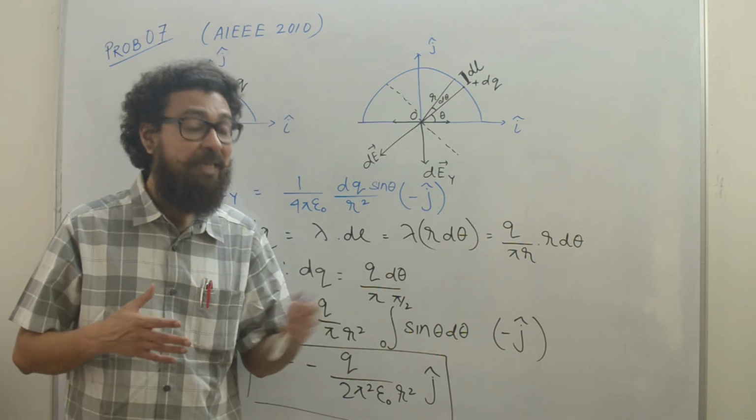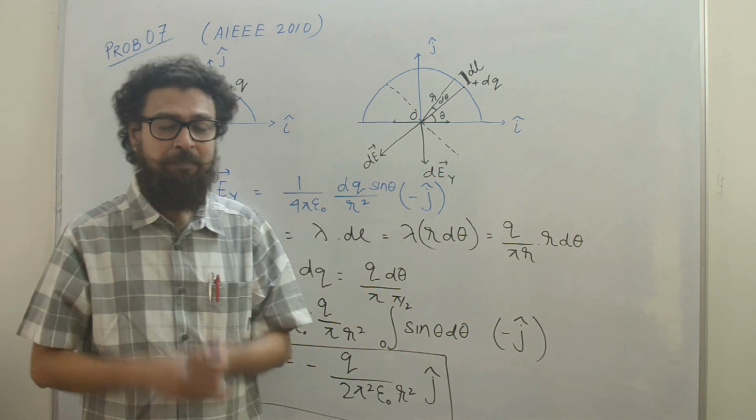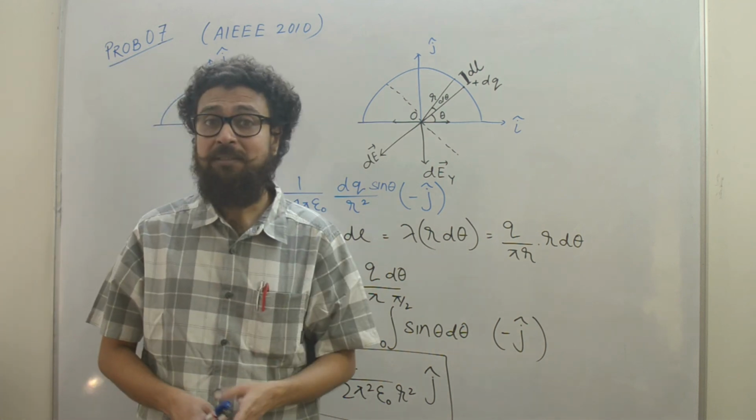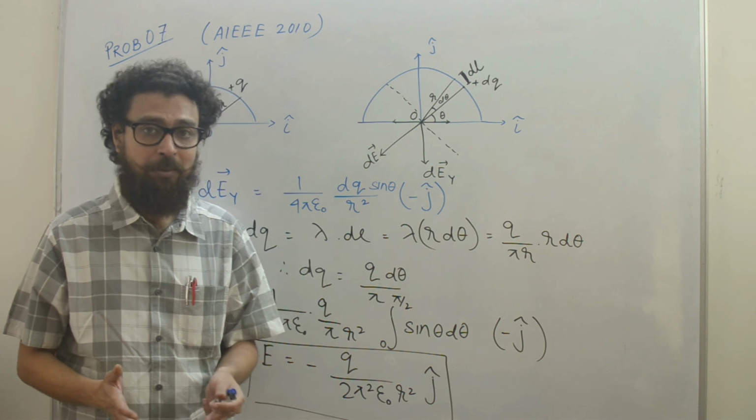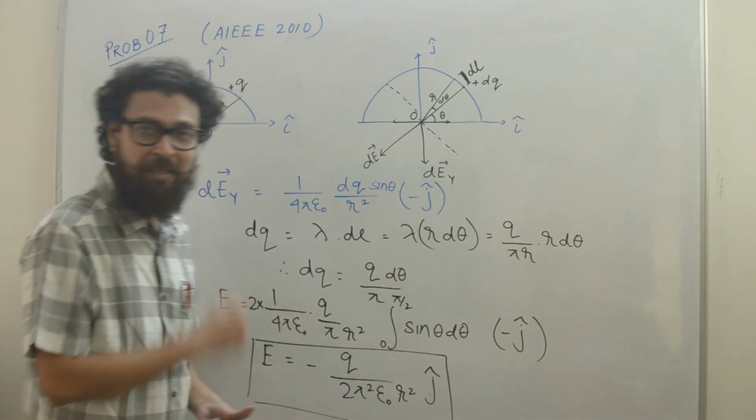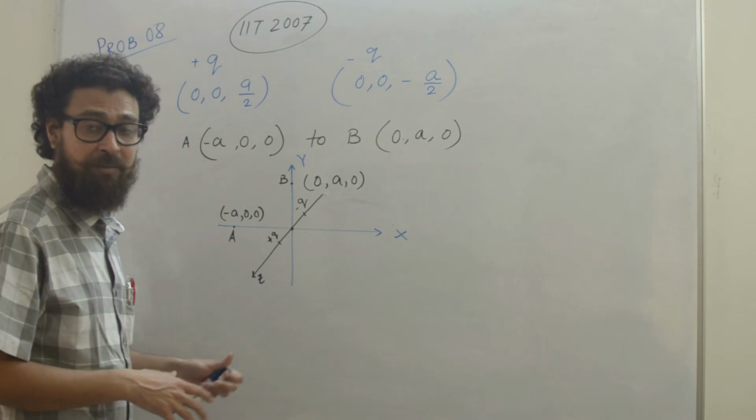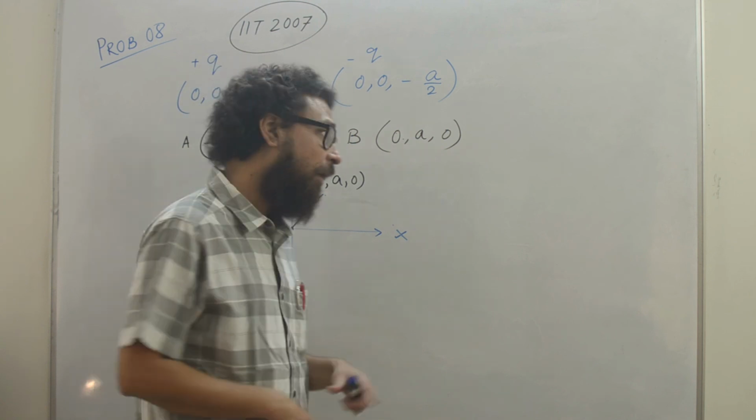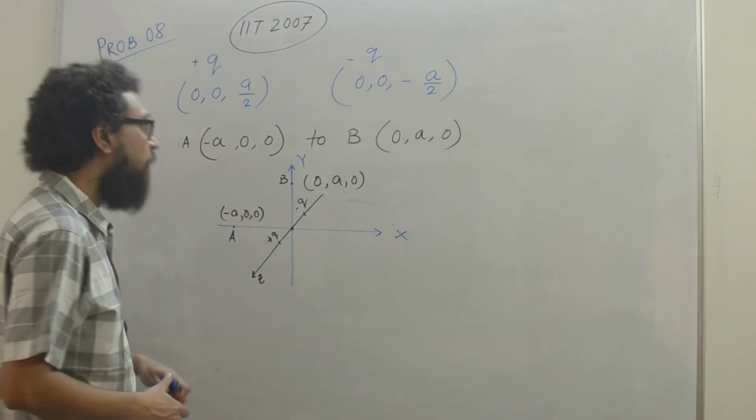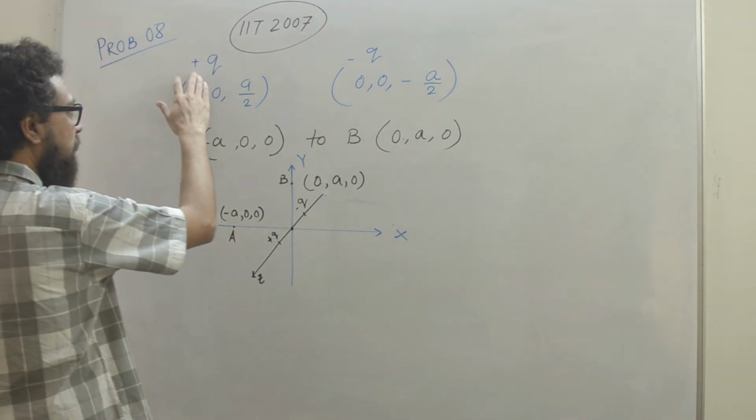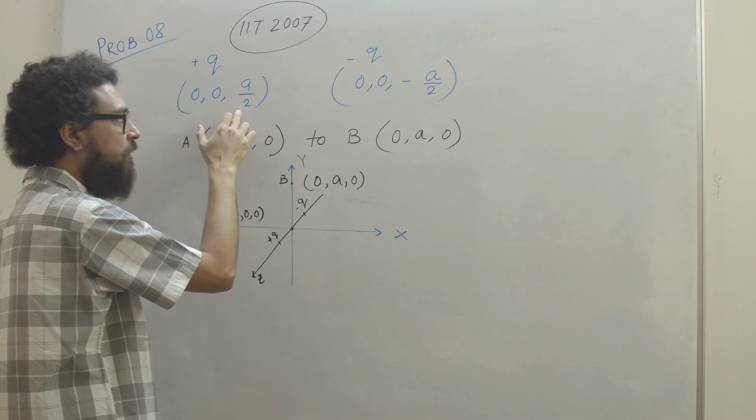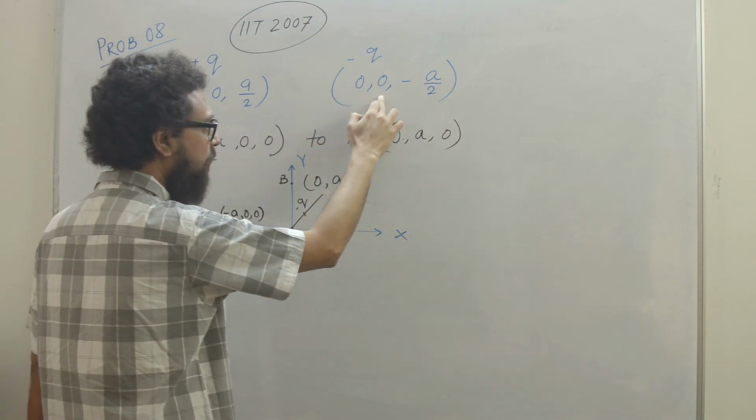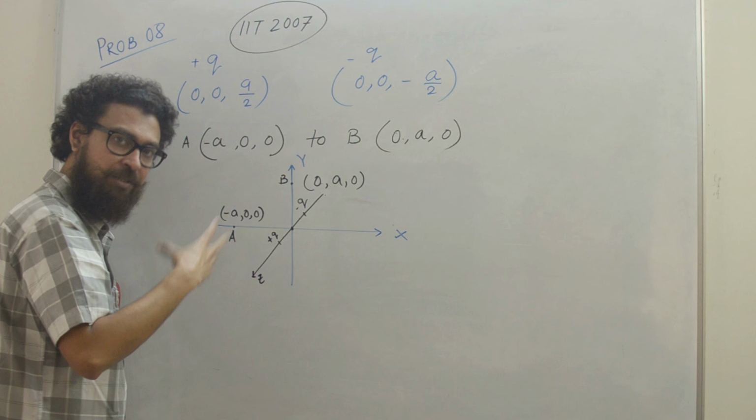in JEE Advanced in 2007. That is another interesting problem, but we need not solve anything out of it. Okay, let's check it out. It is coming next: JEE Advanced 2007, IIT JEE 2007, and this is a very interesting problem. What they have said is that two charges plus q and minus q are placed at two points, 0, 0, a by 2 and 0, 0, minus a by 2. So it is three-dimensional.